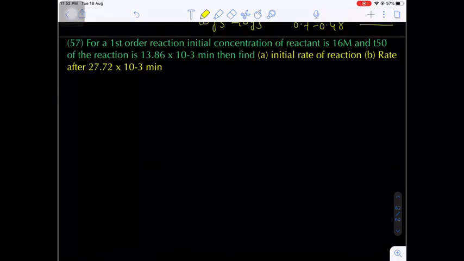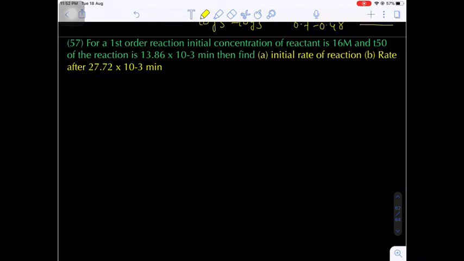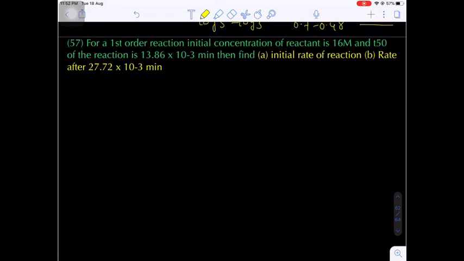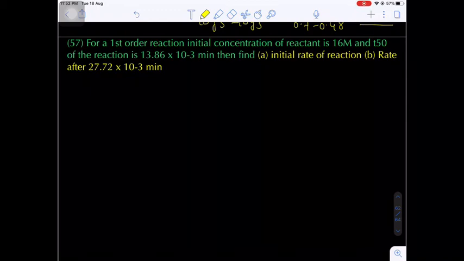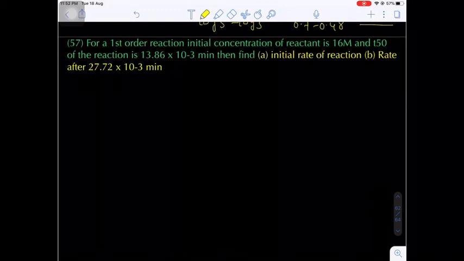Okay. Now the next question, that is the 57 question. In this 57 question, for a first order reaction, the initial concentration of reactant is 16 molar. T50 of the reaction is given to you as 13.86 into 10 raised to minus 3 minutes. Then find the initial rate of the reaction and the rate after 27.72 into 10 raised to minus 3 minutes.